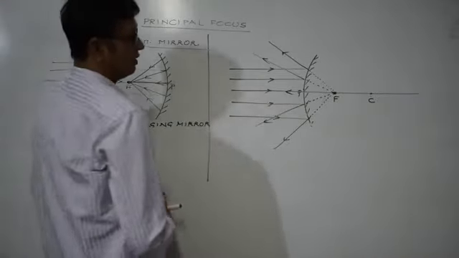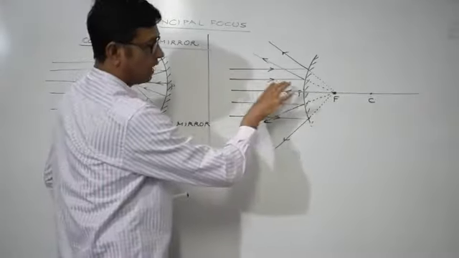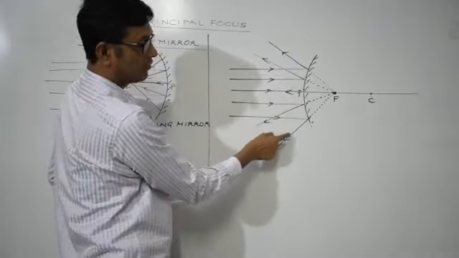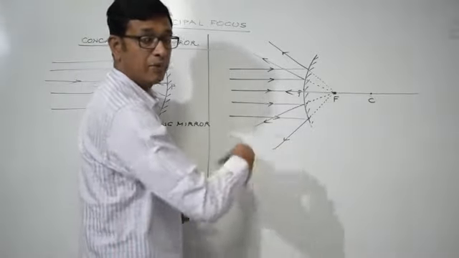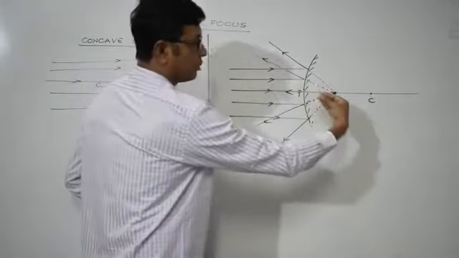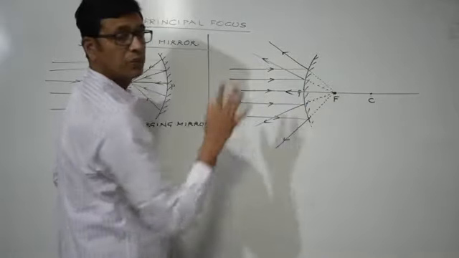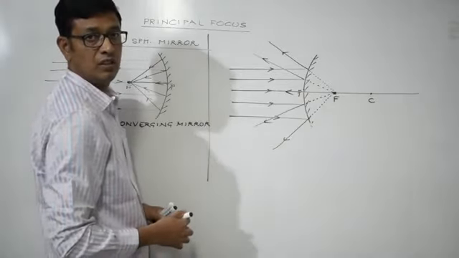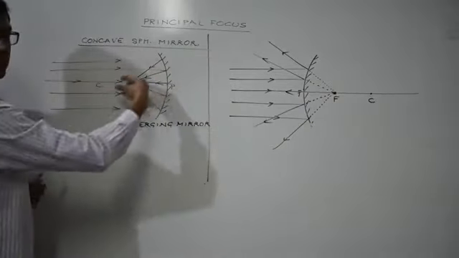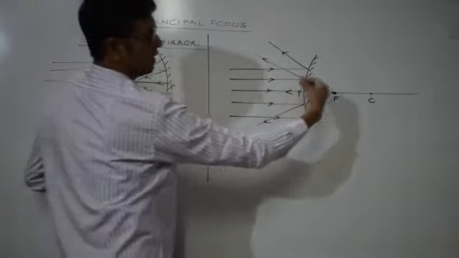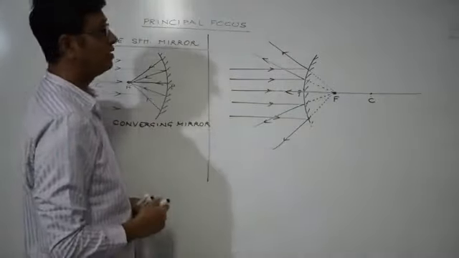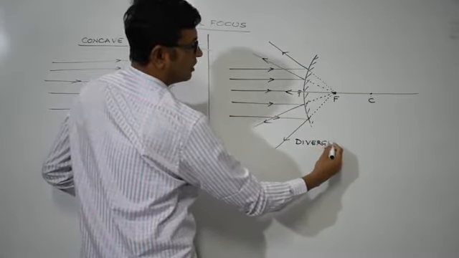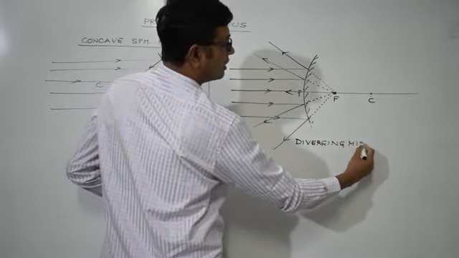So basically, in this case, when a parallel beam of light is incident on the reflecting surface of a convex mirror, the rays after suffering reflection appear to be coming out from a particular point on the principal axis. This particular point on the principal axis is known as the principal focus. So a concave mirror converges the reflected ray, while a convex mirror diverges the reflected ray. This is the very reason why a convex mirror is also known as a diverging mirror.